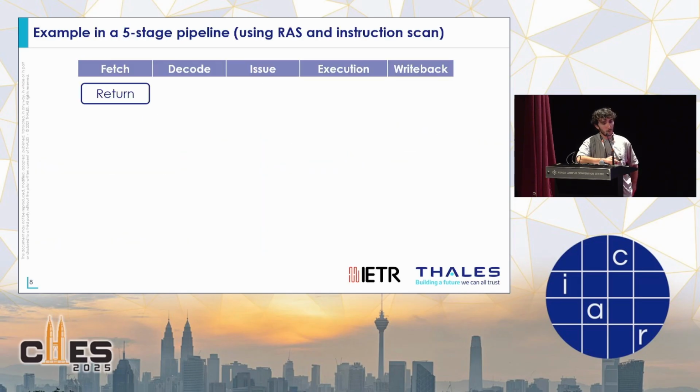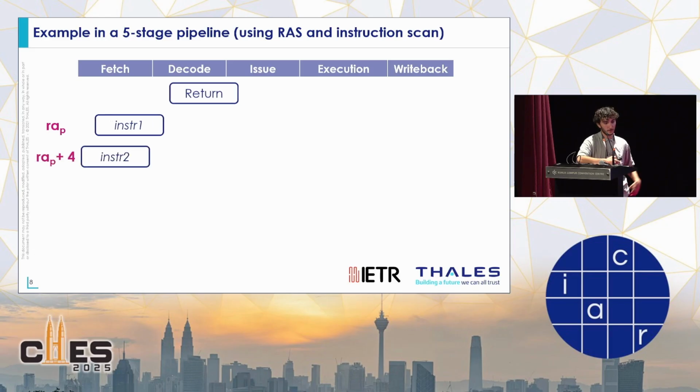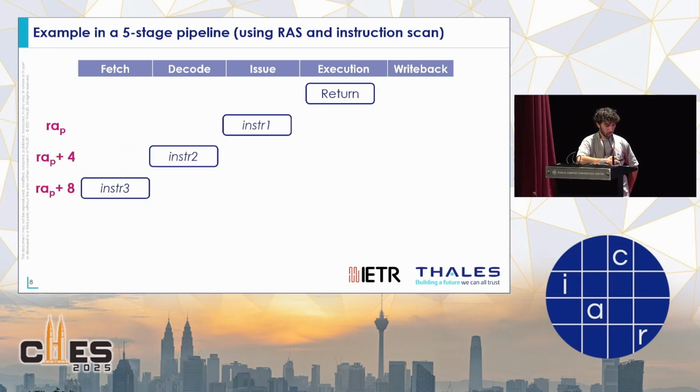Okay, so how would that look in the context of a pipeline? Here you have a 5-stage pipeline, and we consider using the return address stack and instruction scan. Instruction scan simply means pre-decoding instructions at the fetch stage to know their type and update the branch prediction mechanisms. Here we have a return instruction, and we consider that the next address is predicted here. Then we advance the pipeline for a few cycles, and we arrive at the execution of the return instruction. And here it's the stage where we will resolve the next address.